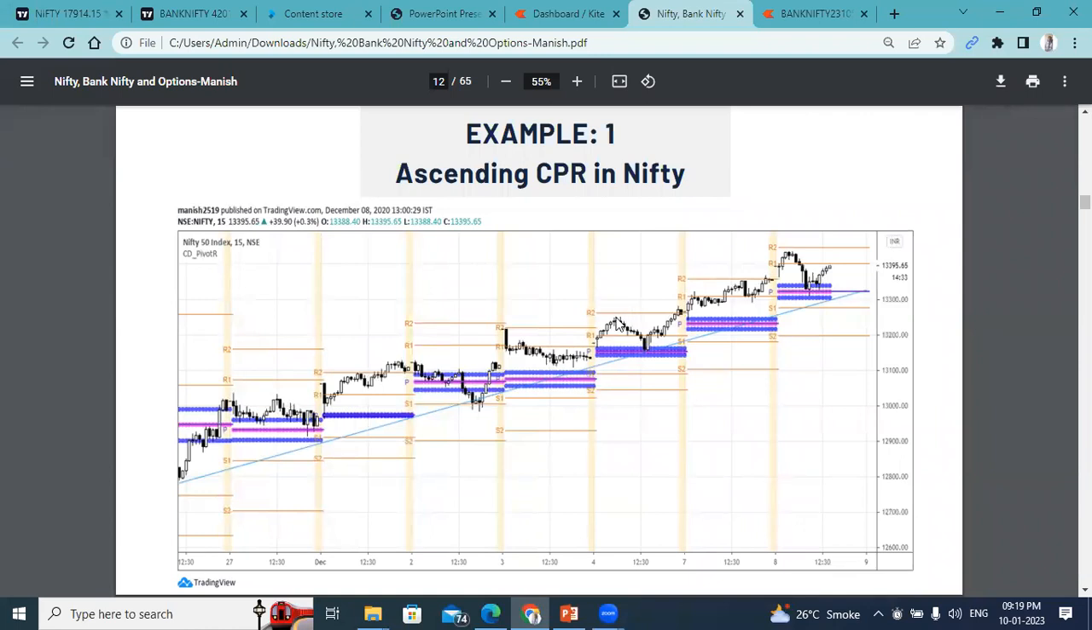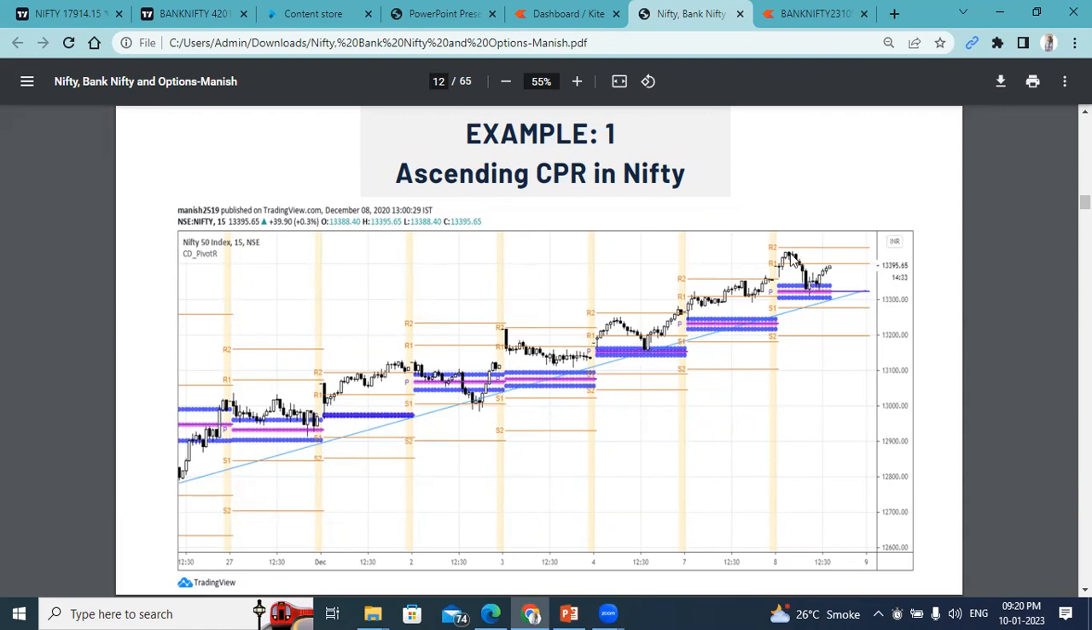Now initially what happened in intraday? You can see Nifty came down, exactly took support at CPR and it bounced in a big way. तो अगर आपको candle pattern का knowledge है, you can see we have an engulfing candle. This is bullish engulfing plus CPR is support.